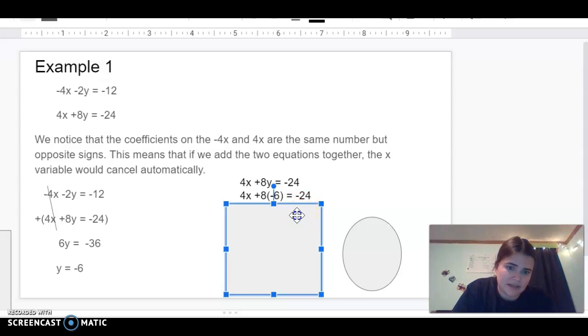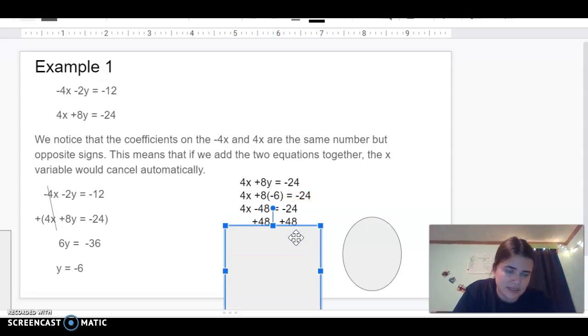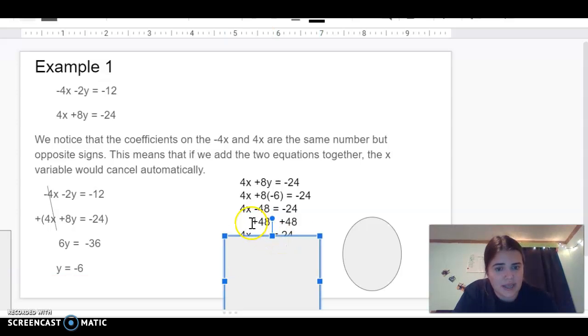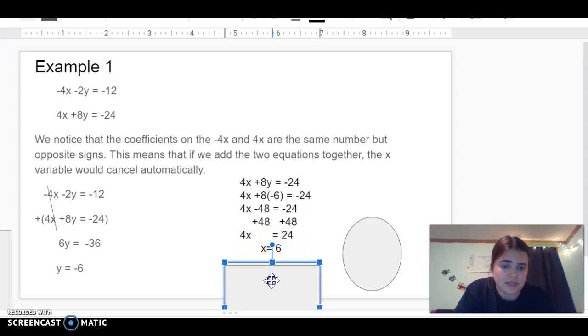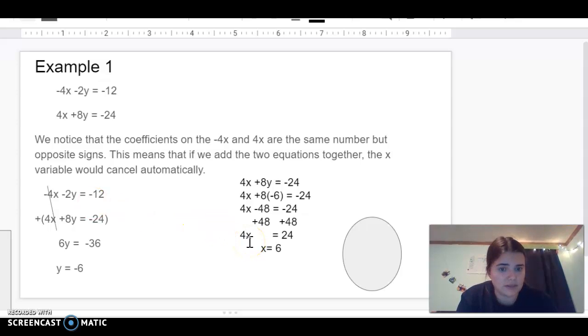Then we simplify that, so 8 times negative 6 is negative 48. Now we have 4x minus 48 is negative 24. We just continue with simple algebra here. We add that 48 to both sides of the equation, and we're left with 4x equals 24. Divide both sides by 4, and we get x equals 6. Now we have both variables, so we've solved the system.